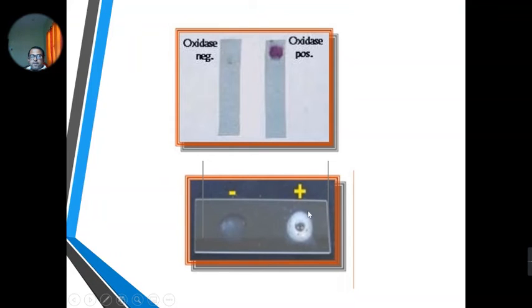This is the catalase test. You can observe bubble formation there. Here we mix H2O2 and this bacterial colony, and after mixing, the bubbles are produced. These bubbles indicate the production of O2, the release of O2 molecules.